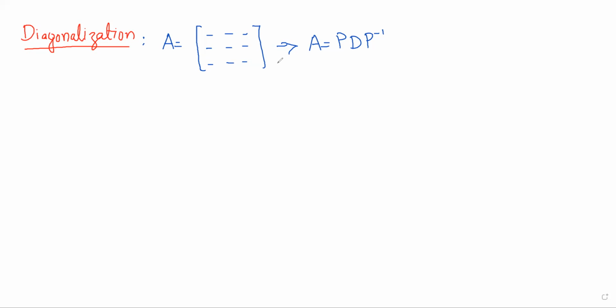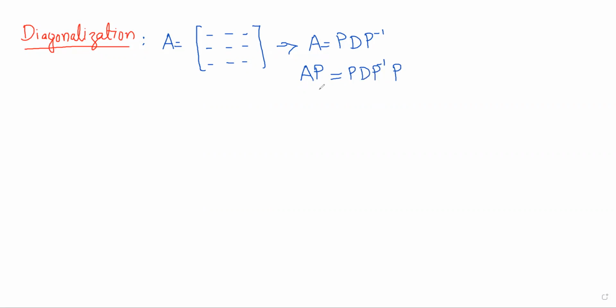When we convert that matrix into PDP inverse, we can also see that if we take this expression as A and then multiply both sides on the right by P, then what we get? AP on the left, and on the right PD P inverse, and then P. So we have multiplied on both sides by P.